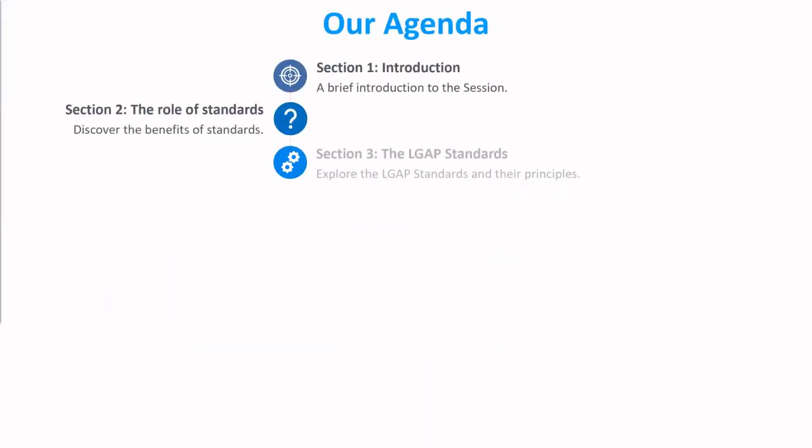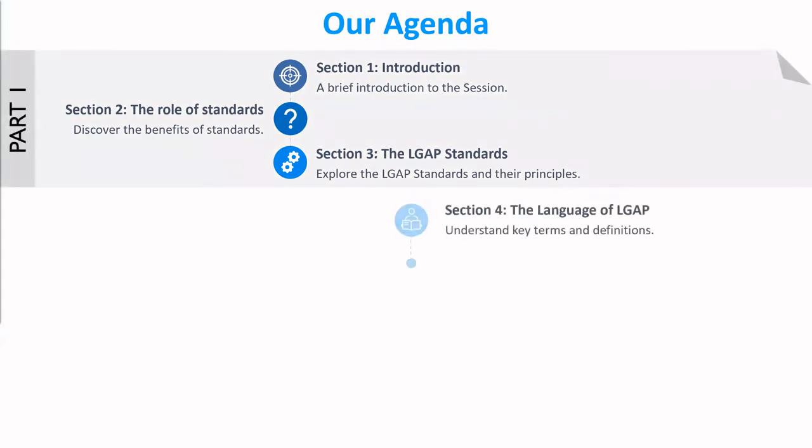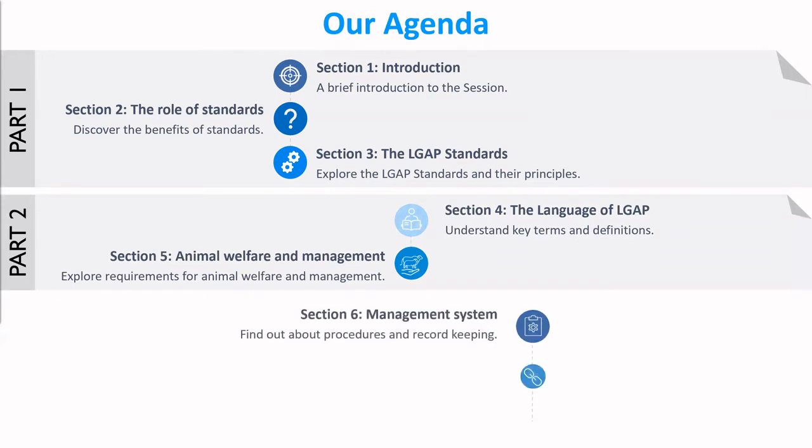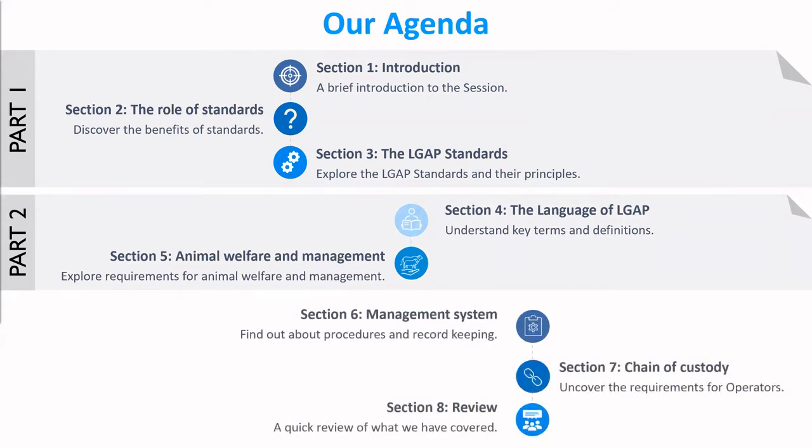This session is divided into 3 parts, and each part will be available on the Animark website. Part 1 of this session will touch on the role of the standards in general, why we have them, and the benefits they bring. And we will spend some time on the LGAP standards and their principles in general. Part 2 will focus on what we call the language of LGAP, and then dive into the LGAP standard, which relates to animal welfare and management. Part 3 will focus on the management system standard and the chain of custody standard, followed by a review of what we have covered throughout the whole session.